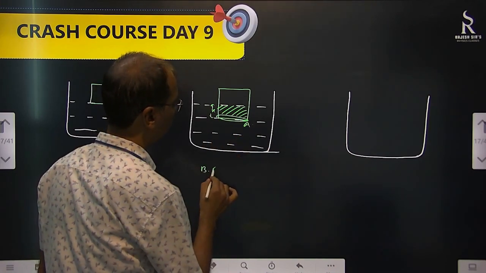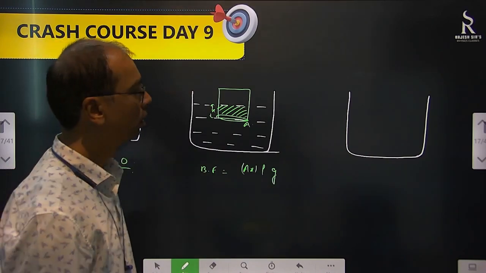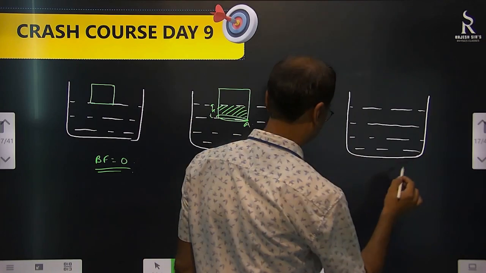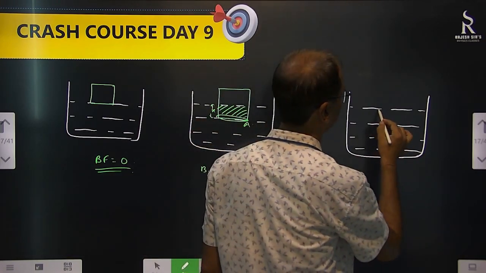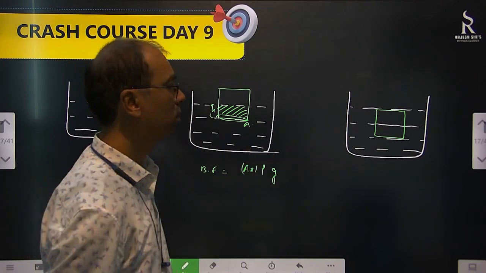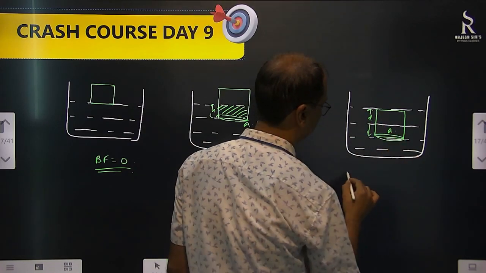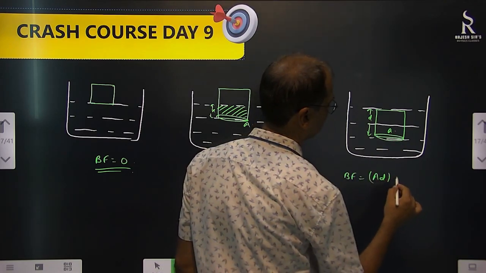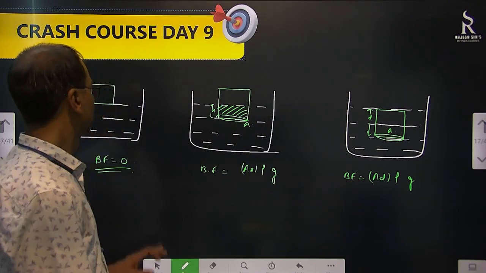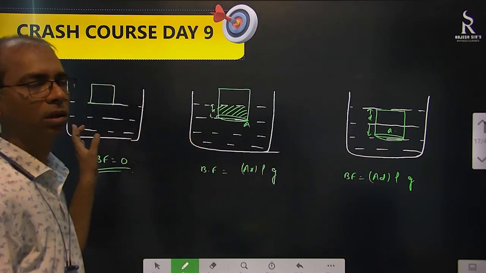So buoyancy force will be what? Volume inside, AX into density of the liquid into g. That will be buoyancy force. Third case, fully inside. So the object is fully inside now. In all three cases that we have made, the object is floating only. It's not sinking. Here the entire volume is inside. So this time buoyancy force is area into d into density of liquid into g. This is buoyancy force. This is also floating, this is also floating. Fully submerged, partially, and not at all inside.